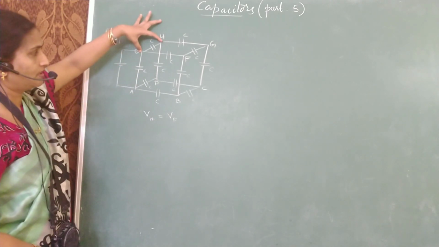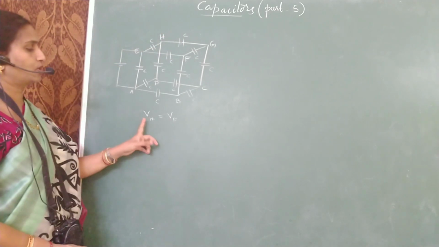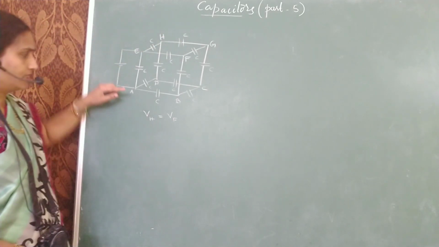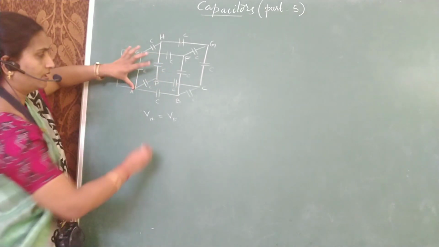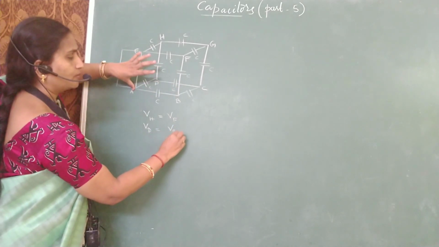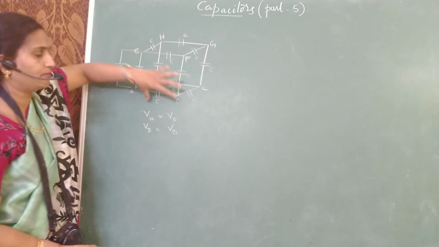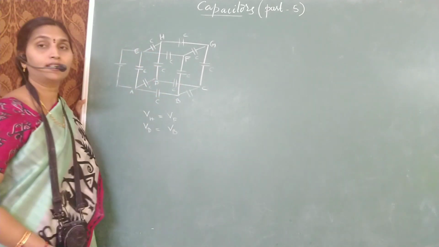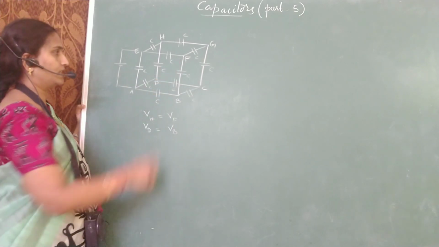From E to H we have equal distance. E to F is also at equal distance. So potential at H and F are the same. Similarly from A, if you go to D and B, potential at D will be equal to potential at B, because with respect to A, the potential drop across this and this will be equal since both of them are equidistant. Using this, I am going to make a circuit again.